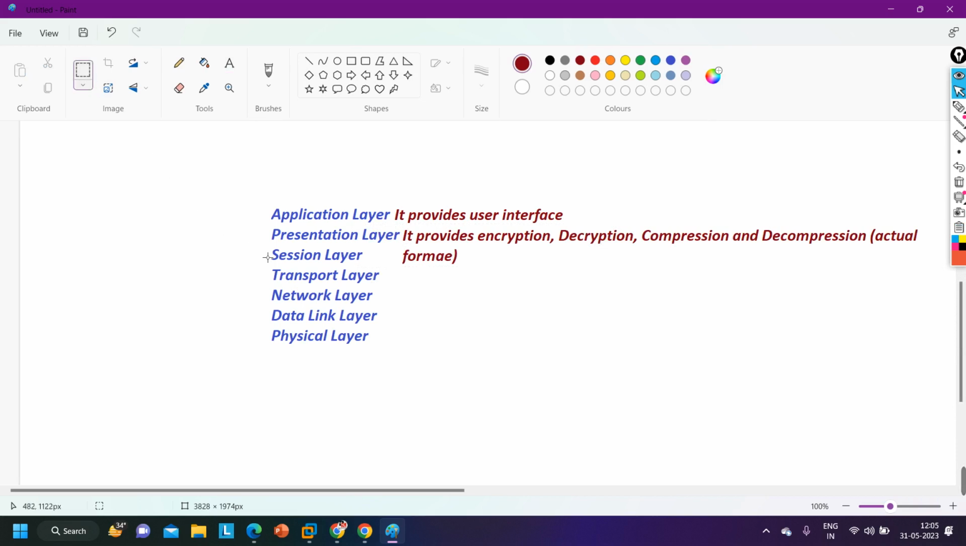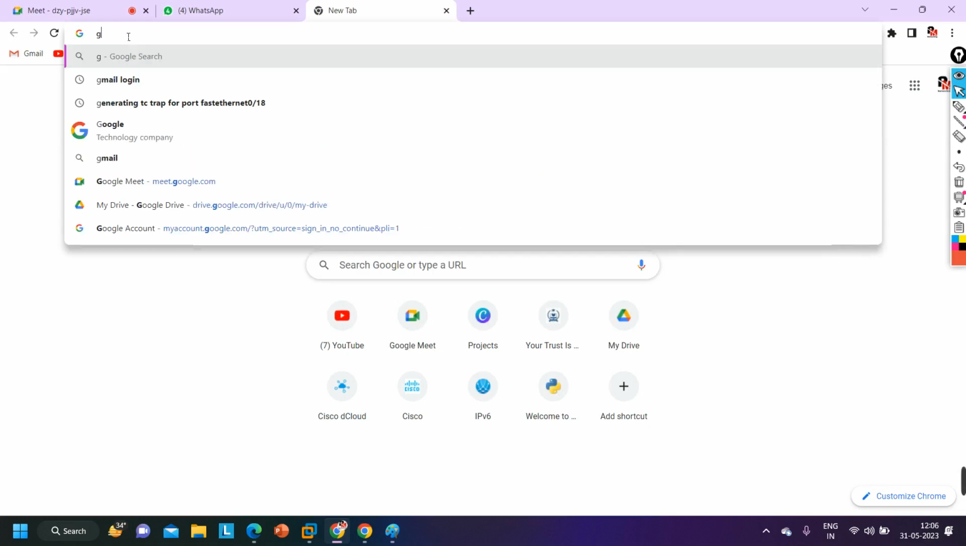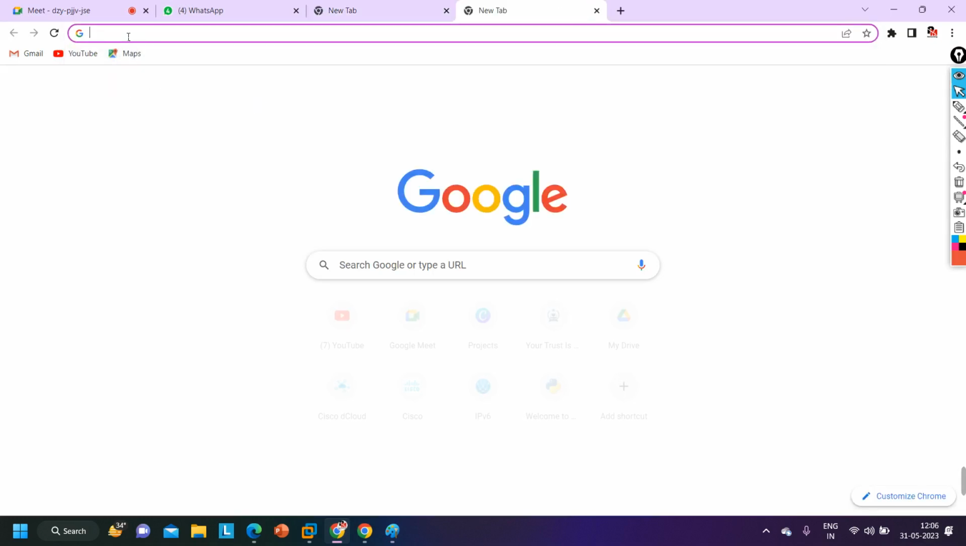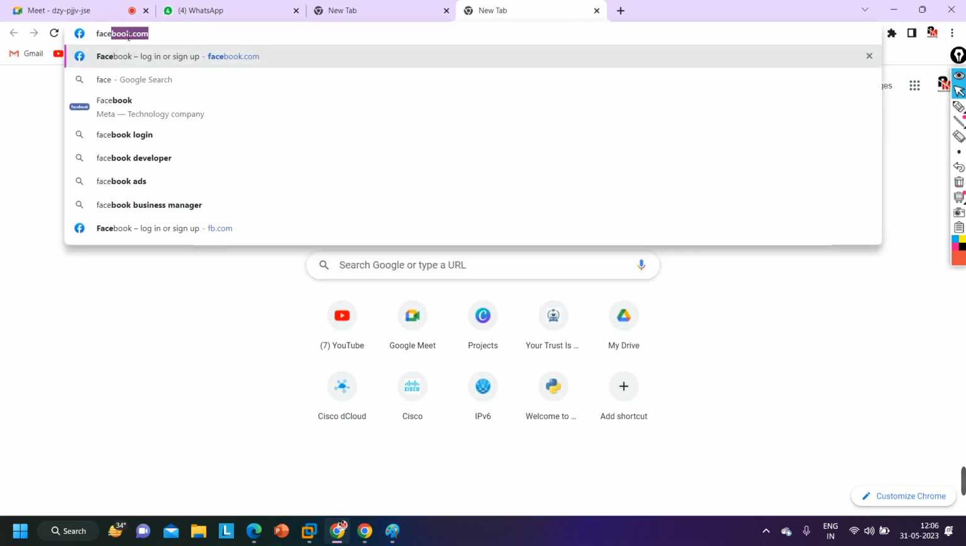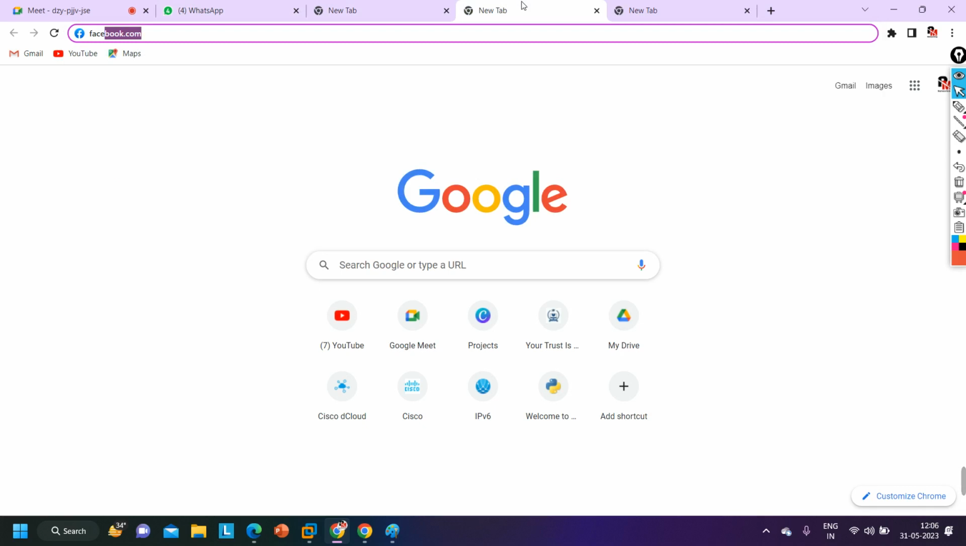Done. After that, next layer is session layer. In my browser, let's say here I am typing www.google.com. In the next tab I am typing facebook.com. In the next tab I am typing instagram.com, let's say. When the reply comes from the Instagram server, it will open in this tab only. When the reply comes from the Facebook server, that reply will come in this tab only. And when the reply comes from the Google server, that will come in this tab only.